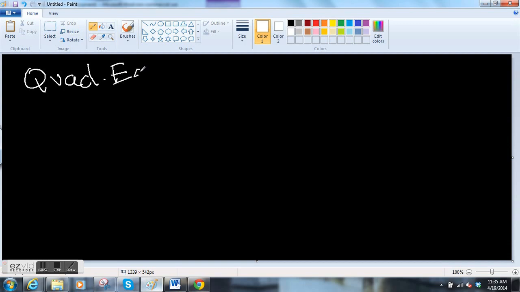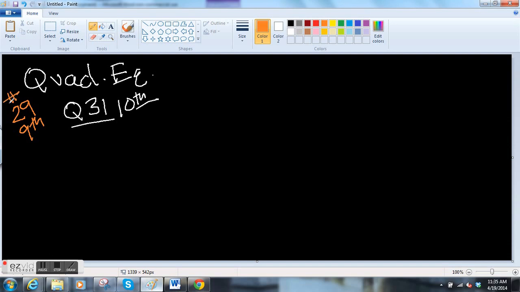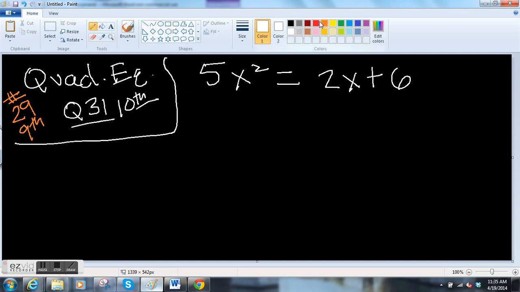Here's one I like, is the quadratic equation. So suppose you have this problem. This is question number 31 on the 10th edition textbook, which is also number 29 on the 9th edition. So if you have the 9th edition, this is question number 21. If you have the 10th edition, it's 31. And the problem says solve for x. And we have x squared equals 2x plus 6.